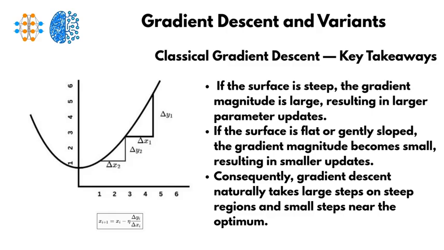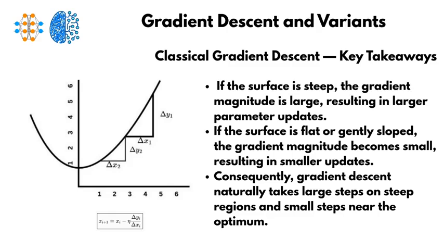Continuing from the previous slide, let us summarize what we have learned about classical gradient descent. First, when the loss surface is steep, the gradient magnitude is large, and because the update depends on the gradient, this produces larger parameter updates. So gradient descent can move relatively quickly through steep regions.